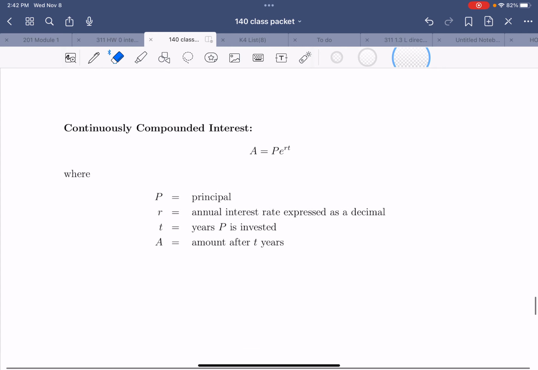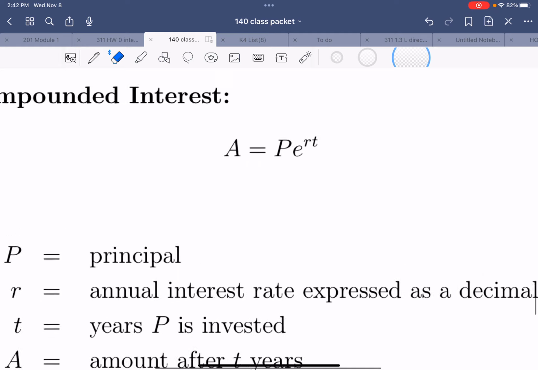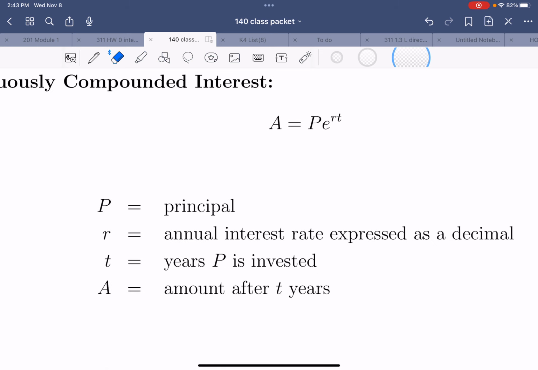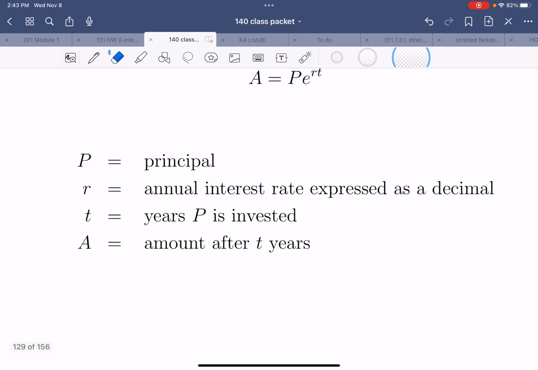And so if we want to use that idea of continuously compounded, we can. What happens is that middle piece where we had 1 plus r over n becomes the e. And so we get this formula for continuously compounded interest, where A is equal to P e to the rt. Again, P is our principal. R is your annual interest rate. R is going to be given as a percentage, and you've got to divide it by 100 to get your decimal. T is your number of years, and A is how much money you have.